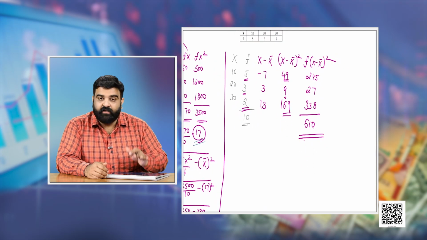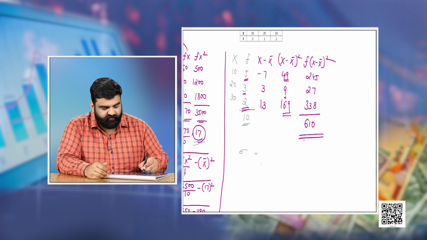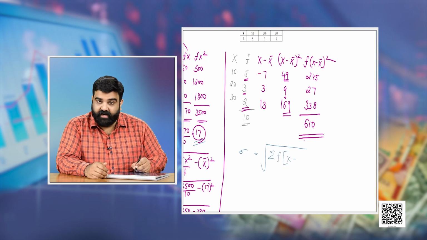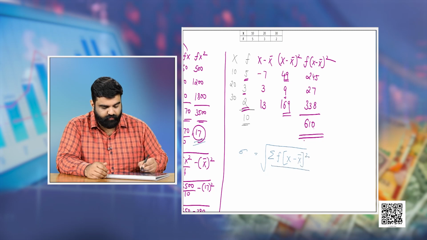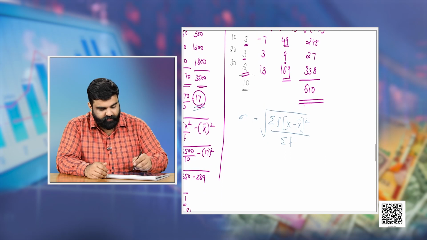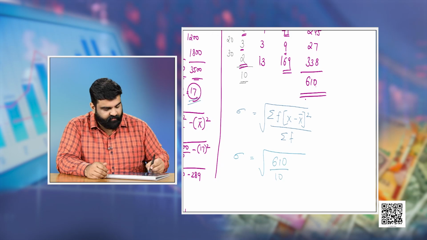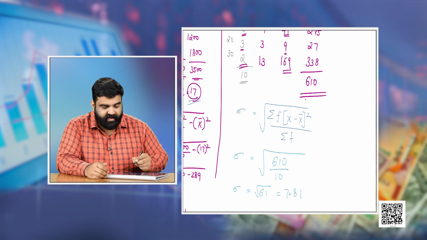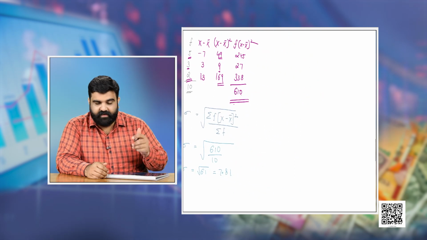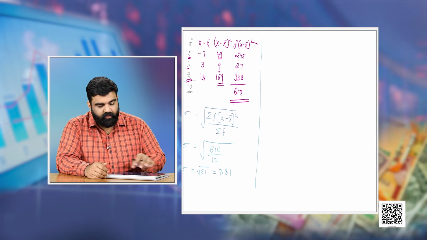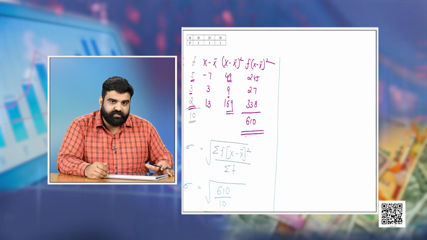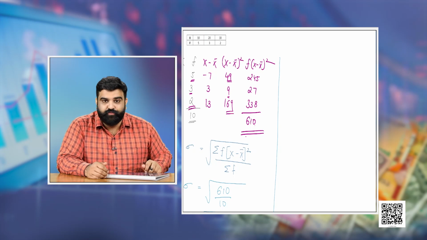Now, let us calculate the standard deviation. So, the formula will be the square root of sigma f into x minus x bar raised to the power of 2, divided by sigma f. So, we have standard deviation equal to root of 610 divided by 10, which will be root 61, and hence my final answer will be 7.81 again. So, we have the same answer from both the methods. Now, let us move on to the next method, which is the shortcut method or the assumed mean method.